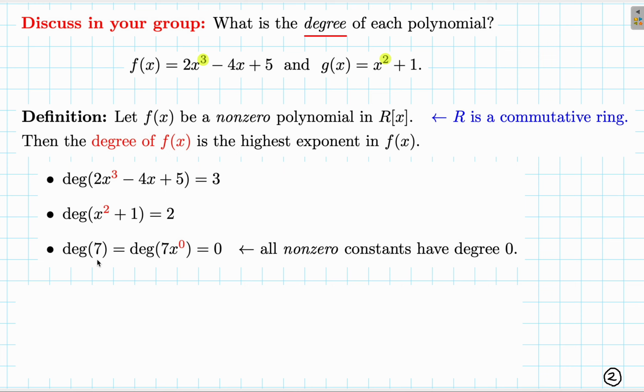Well, 7 can be rewritten as 7 times x to the 0. So the highest, or the only, exponent of that constant polynomial is 0. And there's nothing special about 7 here. In fact, all non-zero constants have degree 0.